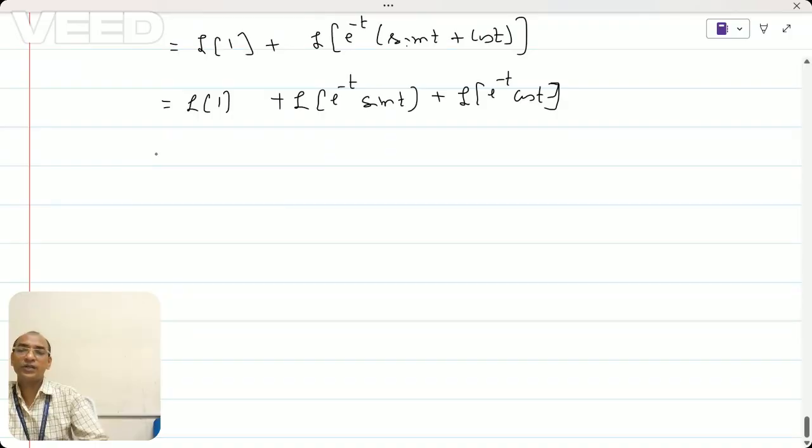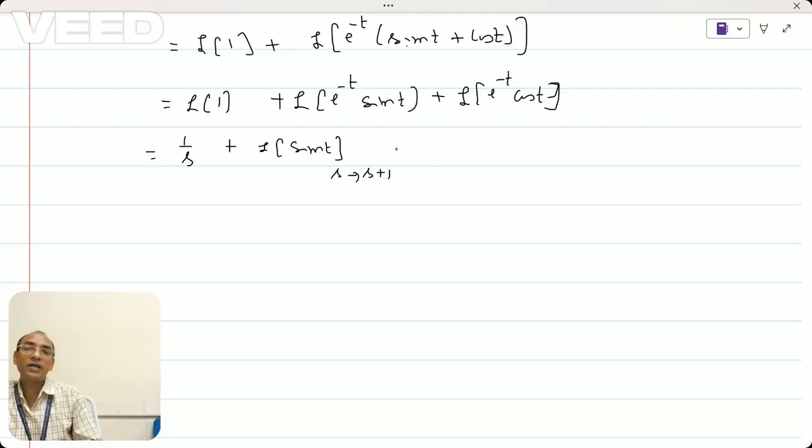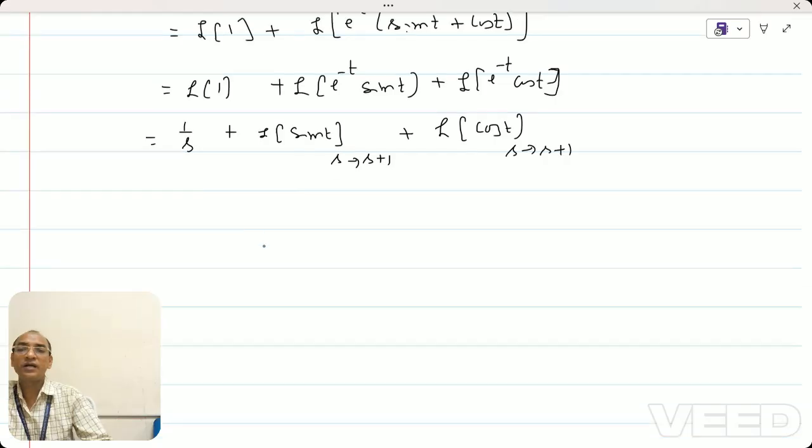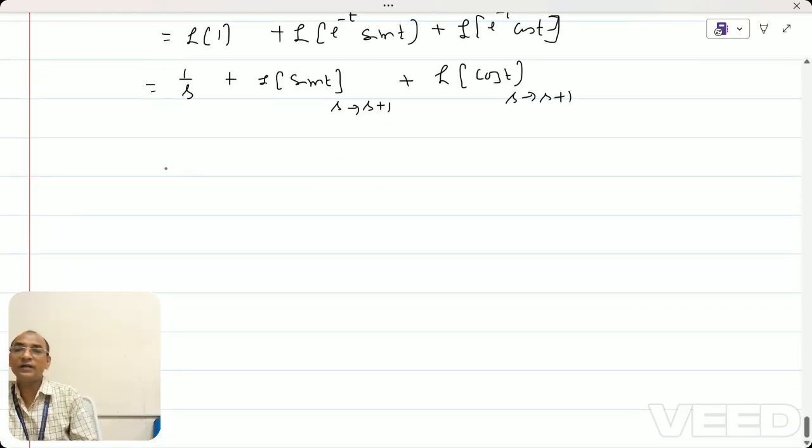So by the linearity property, the Laplace transformation of 1 is 1 by s. And then I will find the Laplace transformation of sin t, and wherever s is there, I will replace it by s plus 1. Similarly, I will find the Laplace transformation of cos t, and wherever s is there, I will replace it by s plus 1, because e to the power minus t is there.